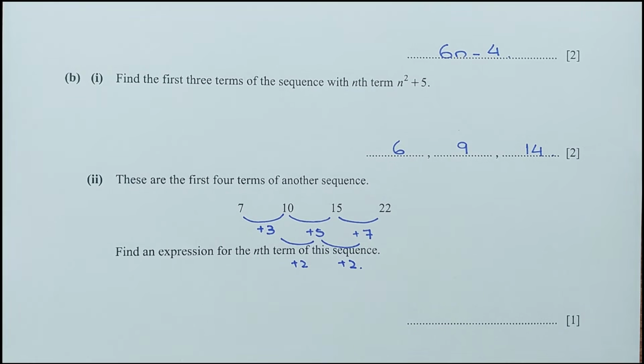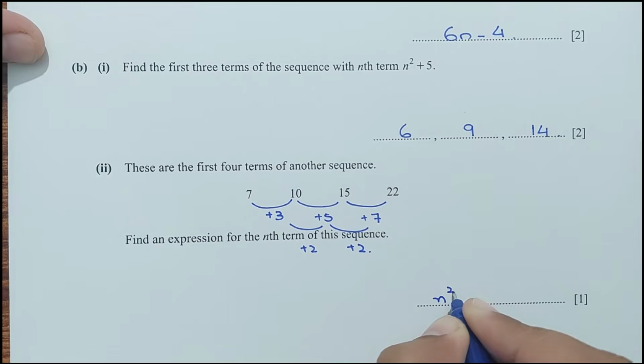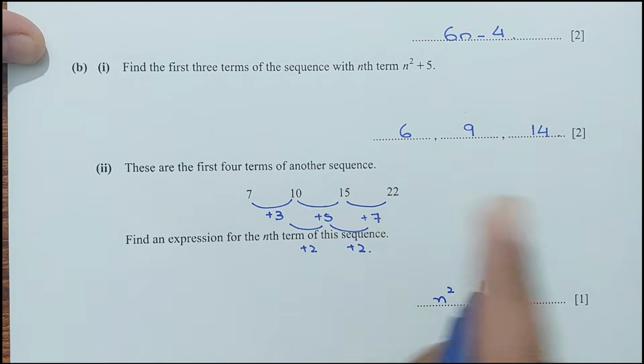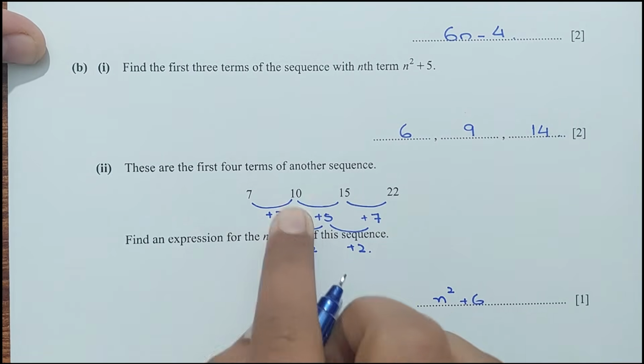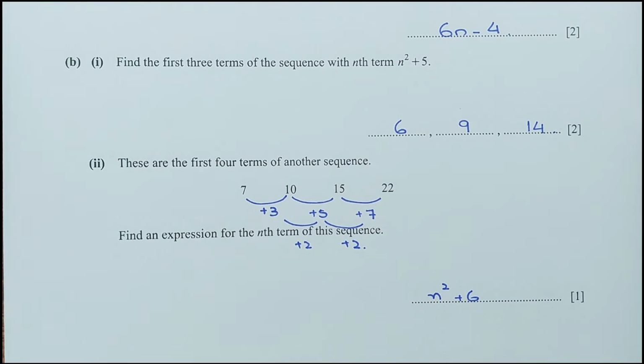The nth term should be a quadratic sequence. So this should be in the form of n square and something, right? So 1 square plus 6 is 7. 2 square is 4 plus 6 is 10. 3 square is 9 plus 6 is 15. 4 square 16 plus 6 is 22. Yes. So n square plus 6 is the nth term formula for this sequence.